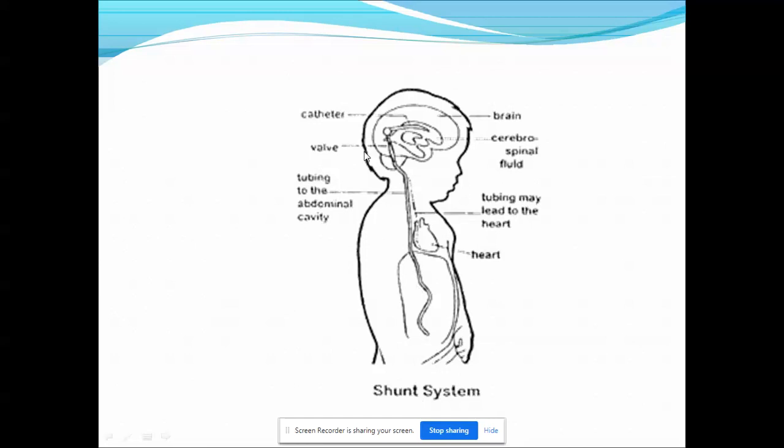So what will he put? He will put something like this. It is just a tube. So the catheter will be put here, and that catheter will drain all the excessive water or CSF from the brain. It will come down like this and reach the abdominal cavity.